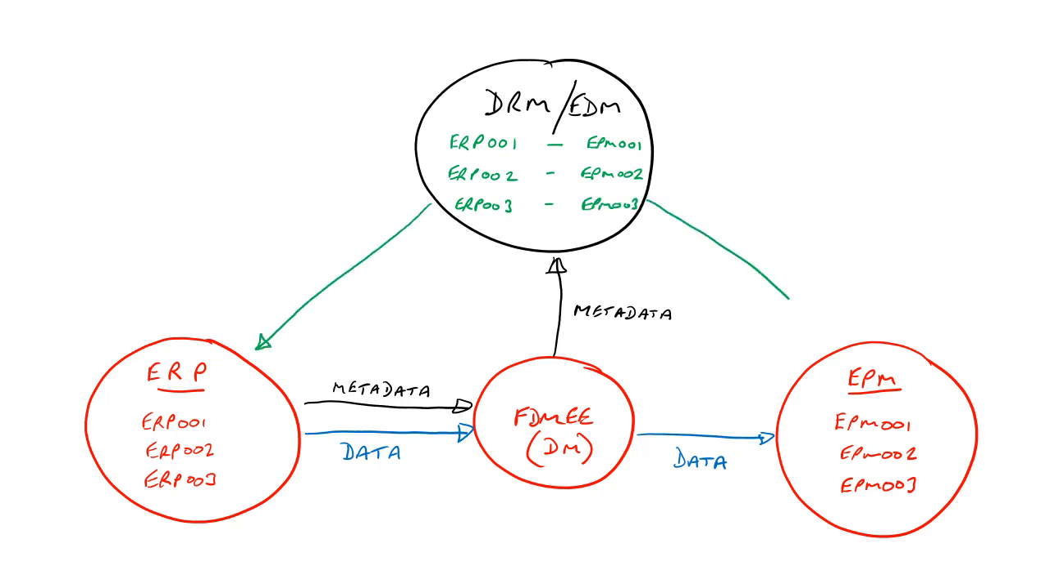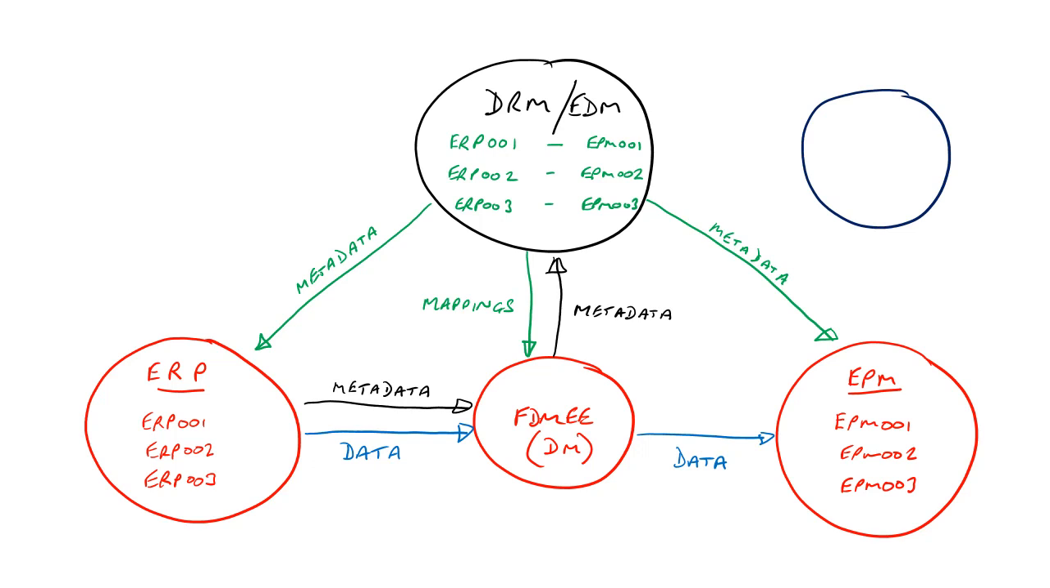This means that the mappings will be passed to FDMEE from DRM EDM, whilst metadata changes can be passed directly to ERP and EPM. Of course, should EPMA be in use, then DRM can in turn pass metadata changes to EPMA, which can in turn pass these to the EPM applications.